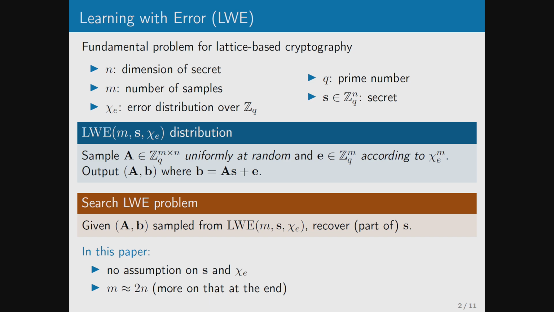In the paper, we don't make any assumption about the error distribution or the secret. For example, the secret doesn't need to be small. However, we do have a small assumption on the number of samples. For the attack to work, we need twice the number of samples as the dimension, and I'll mention at the end why, and how we could probably avoid that.